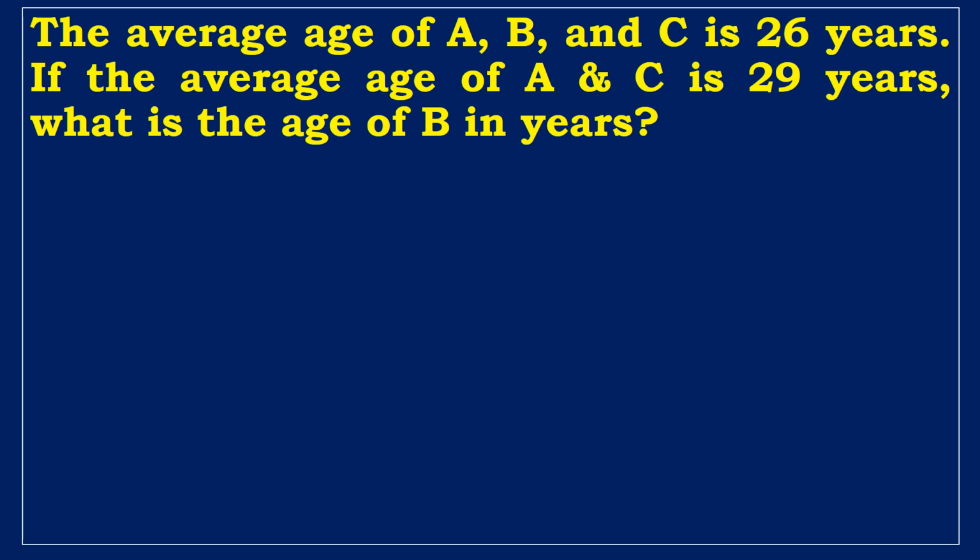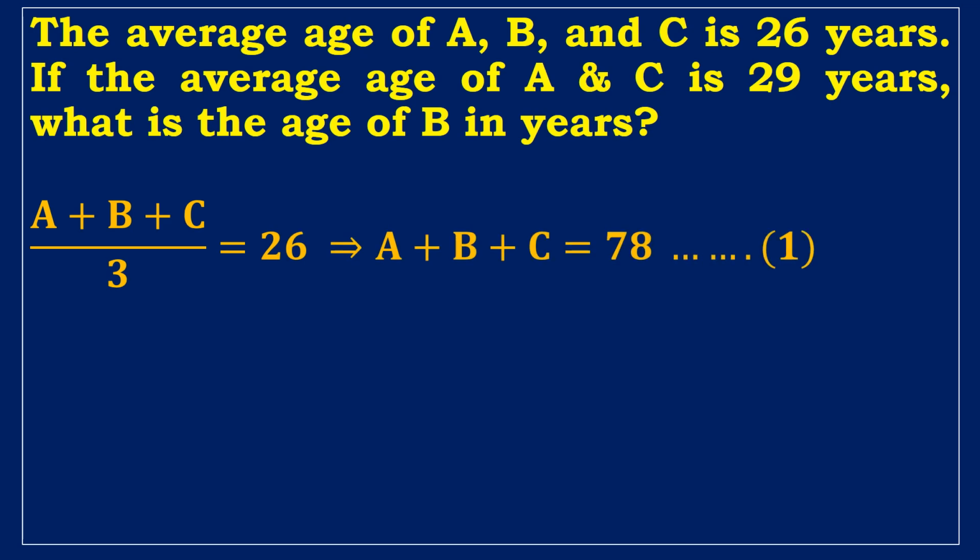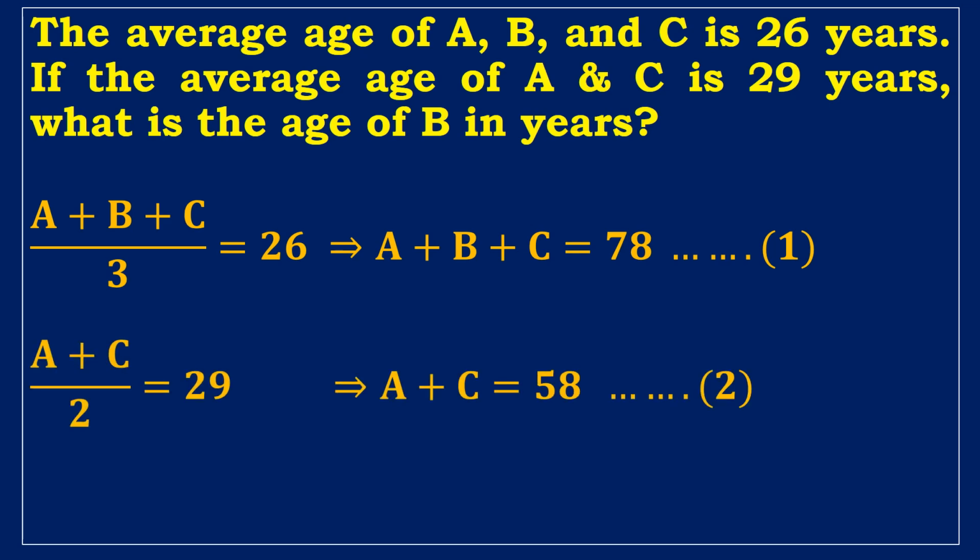Since the average age of A, B, and C is 26 years, we know that age of A plus age of B plus age of C, divided by 3, is equal to 26. Also, the average age of A and C is 29 years, so we know that age of A plus age of C, divided by 2, is 29. We can use these two equations to find the age of B.